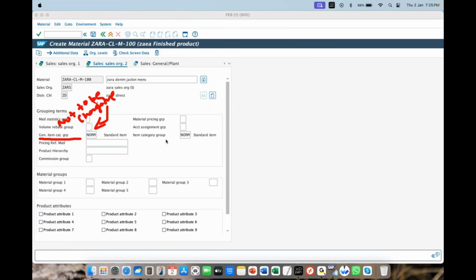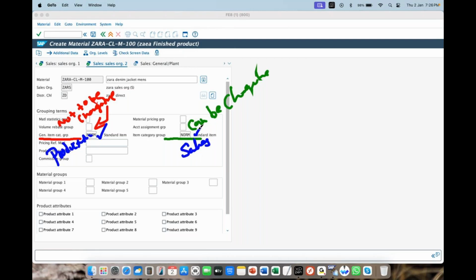But this can be changeable, because it is the sales point of view. This is the production point of view, and that is the sales point of view. So always remember the production related item category group should always be norm. But from the sales point of view, the preferences can be changed. So it can be norm or it can be something else.